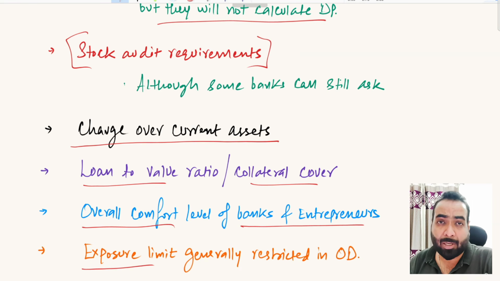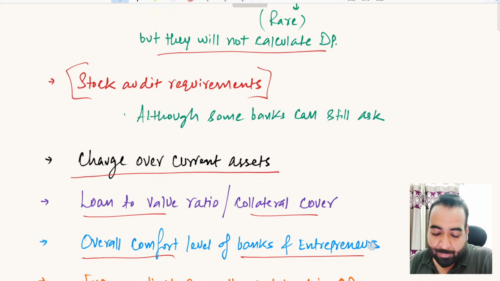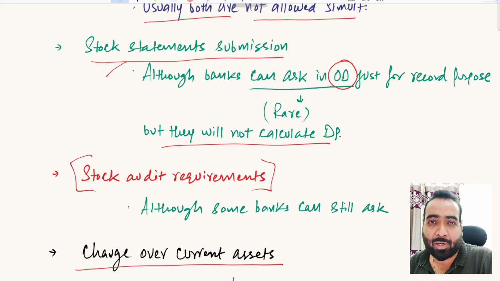But if you want a higher exposure of 30 crores, 40 crores, 50 crores, then you have to go only with the cash credit facility. No bank will give you the overdraft facility for this, right? So these were the differences between the overdraft and cash credit facility.